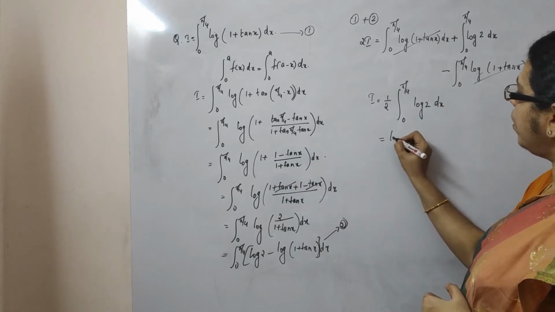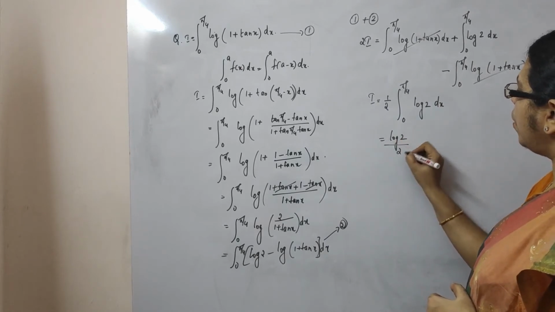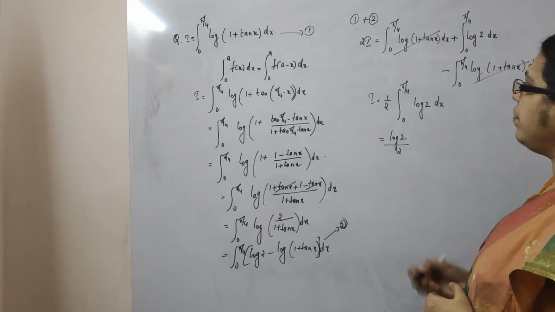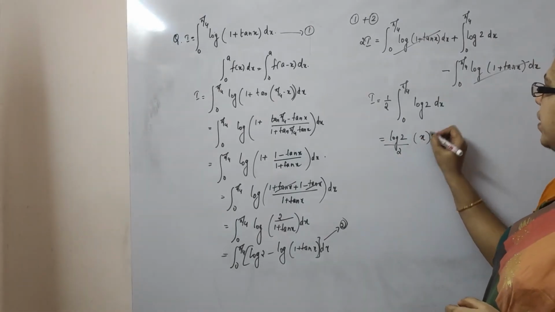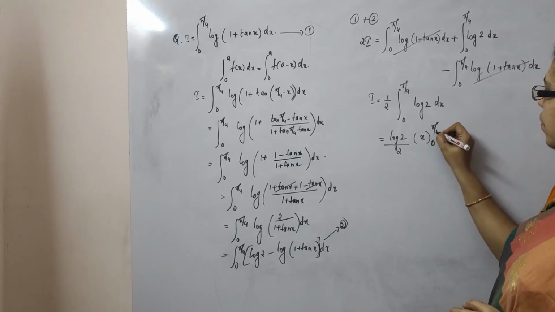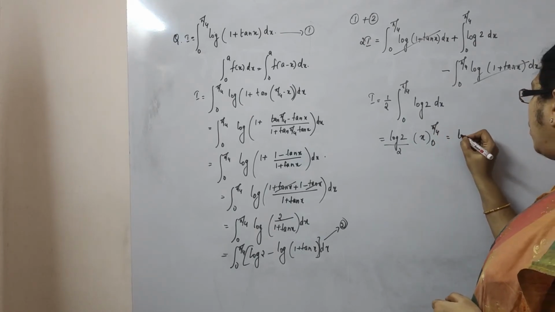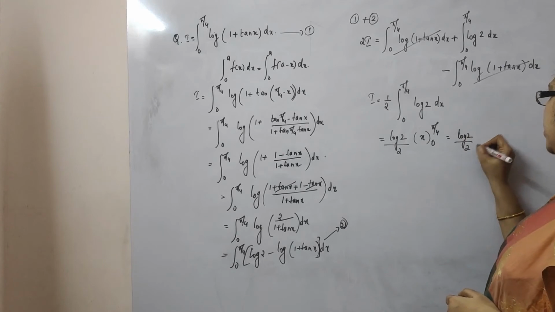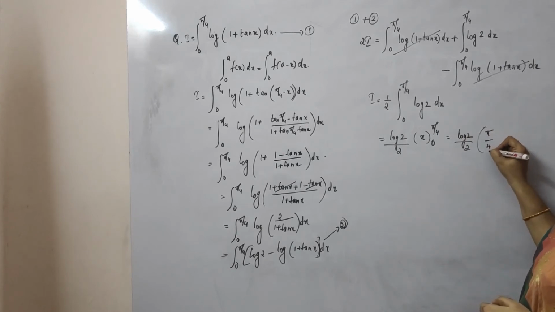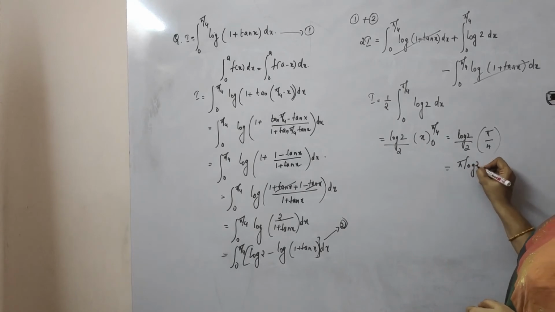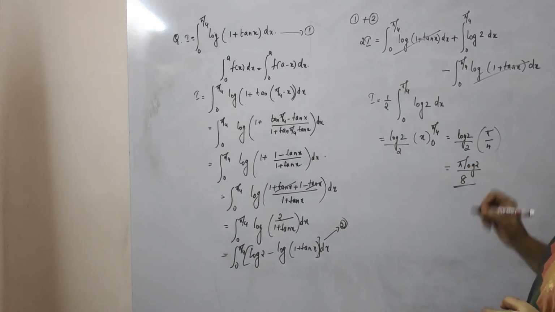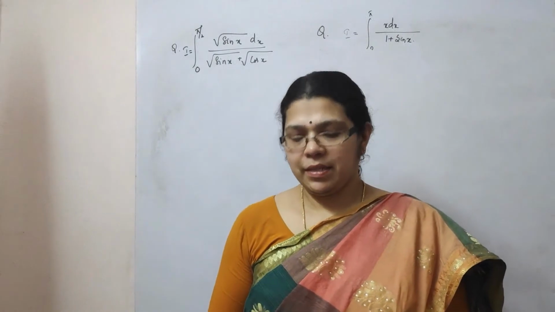Now if you look at log 2 is a constant. So log 2 by 2. Again you have integral of 0 to pi by 4 into dx. That is x. When I integrate it x, 0 to pi by 4. So log 2 by 2 into upper limit is what? Pi by 4. Lower limit is 0. So pi log 2 by 8. This is going to be the answer. Now let's see the next question.